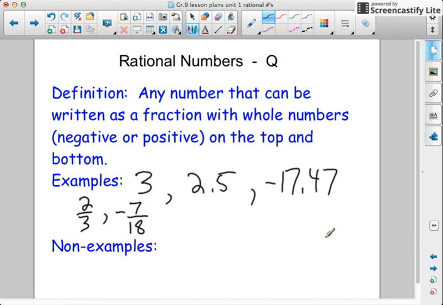You might ask why these other ones, decimals, are. Well, 2.5 can be written as 2 and 5/10, so that can be written as a fraction. So can this one, negative 17 and 47 over 100. So you can write that as a fraction. Okay, so some that are not examples are ones like pi and also the square root of 2. Numbers like this.